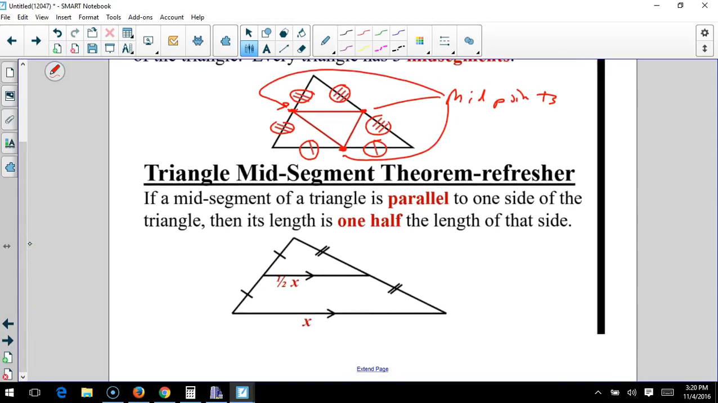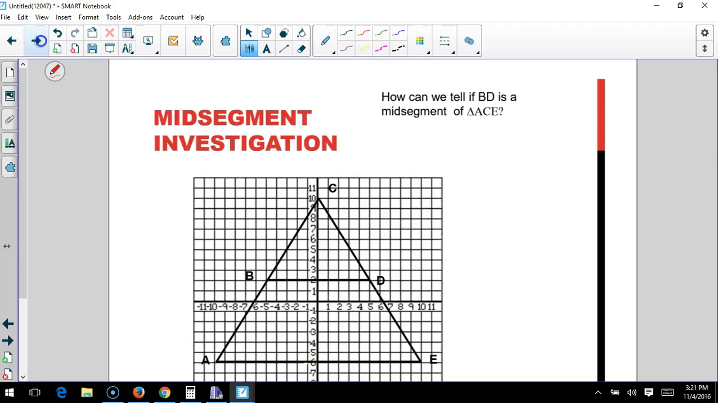So let's refresh ourselves on the theorem. The theorem says that the midsegment is parallel to another side and is half the length. So if we knew that, say, this one was 7, this would be 14. And vice versa, if we knew this was 20, we would know this is 10. It's got a 2-to-1 ratio.